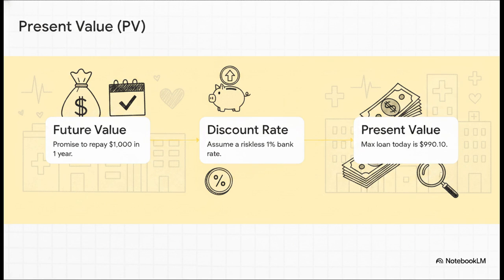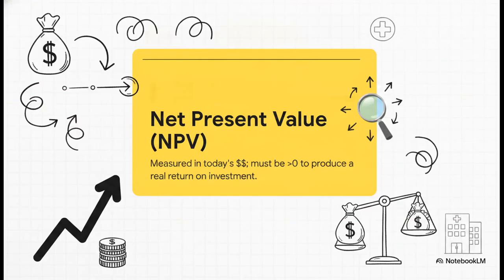Say someone promises to repay you $1,000 in 1 year. That's your future value. How much would you lend them today? Well, let's assume a riskless 1% bank CD rate. That 1% is your discount rate. To find the present value, you literally just divide the $1,000 by 1.01, giving you $990.10. This brilliantly illustrates how present value connects future cash flows with today's money, mathematically adjusted for both the wait and the risk.